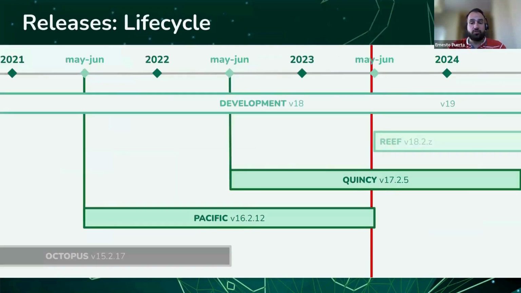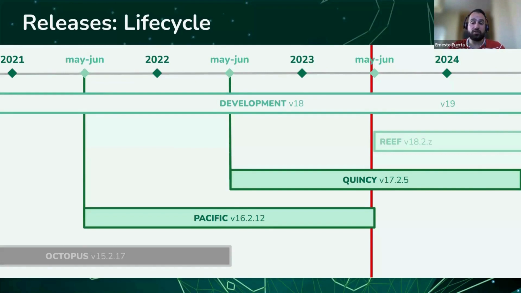And we come to the release life cycle. We were talking about the Reef release. The red line is basically where we are right now. We are about to deprecate Pacific, which was launched 2 years ago. The lifespan of a release is 24 months. We are in the middle of the Quincy release, so it's probably the most mature release right now. And then the Reef release is probably going to be launched in the next few days.